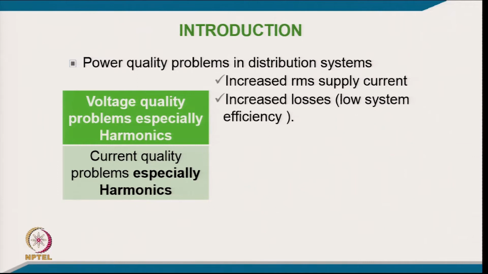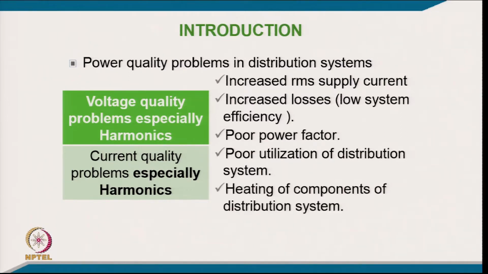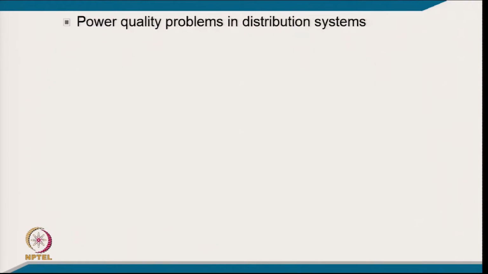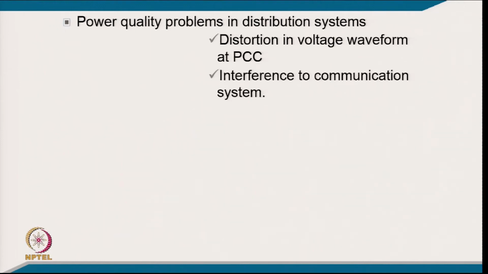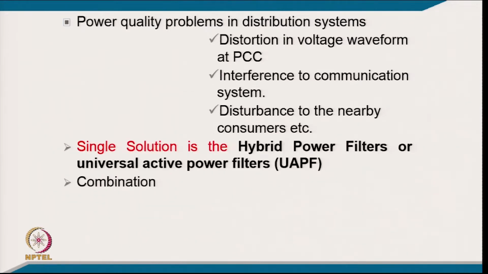The increased RMS supply current causes increased losses and low system efficiency, then poor power factor, then poor utilization of distribution system, then heating of components of distribution system, and then derating of the distribution system. Then coming to power quality problems in distribution system: the distortion in voltage waveform, the interference to communication system, disturbance to nearby consumers.